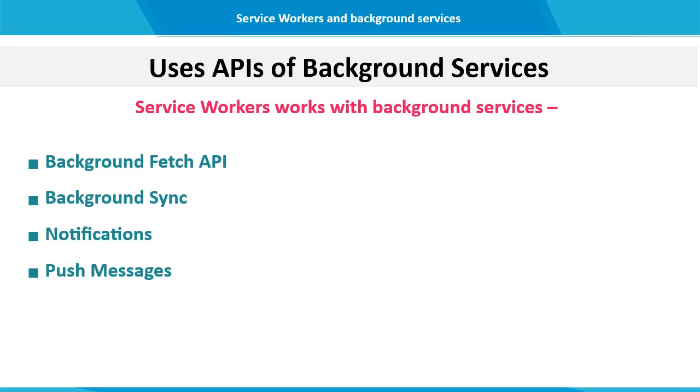Background fetch. The background fetch API enables a service worker to download large resources such as movies and podcasts. Background sync. The background sync API enables an offline service worker to send data to the server. Once it has re-established a reliable connection, it will update data to the server.